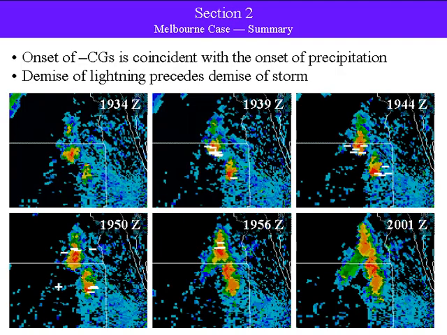So in general, the Melbourne case is the first practical application that we've had of the principles that we've learned to this point. We were able to confirm that the negative CGs are coincident with the onset of precipitation size echoes, and that the demise of the lightning precedes the demise of the storm.